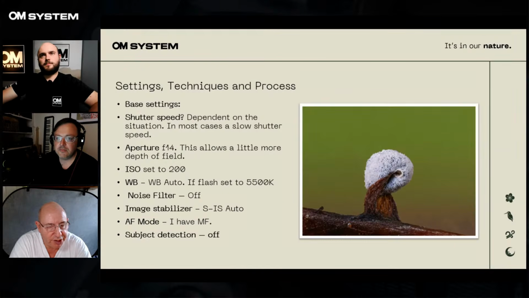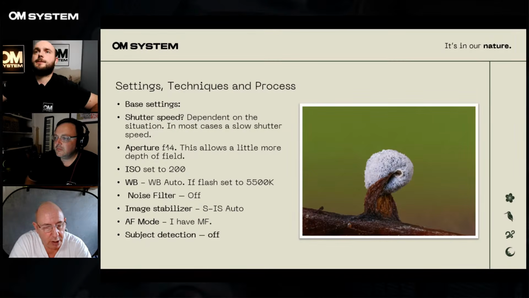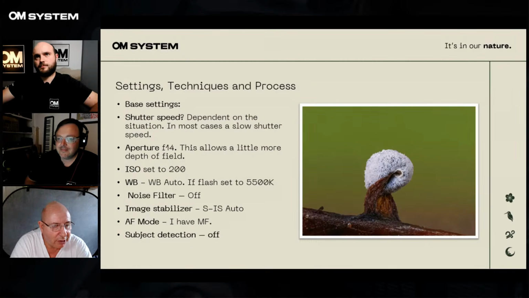I don't have a noise filter on because I don't want the camera doing any processing. I want the raw, as it comes out. Image stabilization, I leave that to auto, really. But you're on a tripod, so stabilization doesn't really come into it. You could turn it off if you really wanted to. AF mode, I usually leave on manual focus, and subject detection is off. You don't want it going off looking for birds when you're trying to photograph something in front of you. No, definitely not. All right.